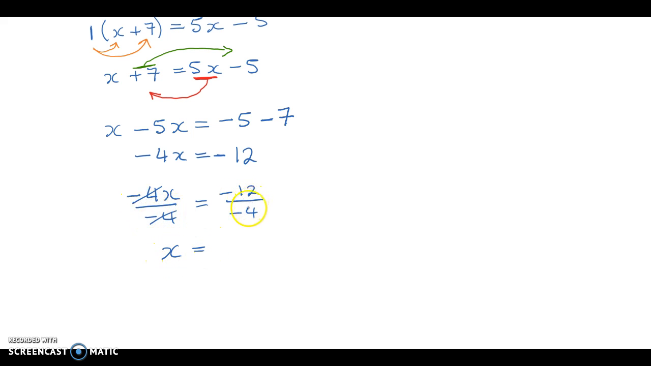And here we have minus 12 over minus 4. A minus over a minus is a plus. 12 divided by 4 is 3. So your answer is plus 3, or just 3.